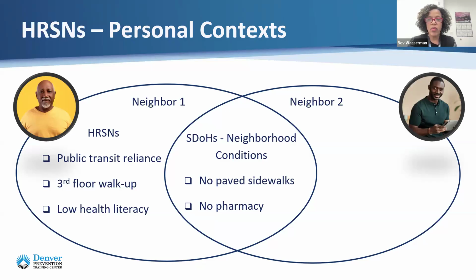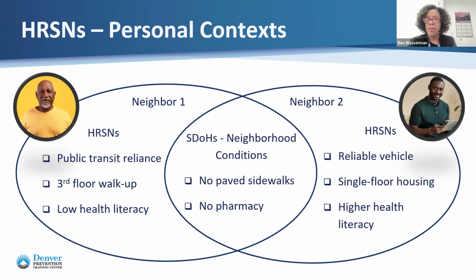In comparison, though neighbor two may be exposed to similar neighborhood conditions, they may not have the exact same HRSNs. They may have a more reliable vehicle that allows them to get to medical visits on time. They may live in a single floor housing unit or may have higher health literacy from more consistent engagement with medical care. Both neighbors, as you can see, are impacted by the same social determinants of health, but their individual health related social needs are different, and those require a unique approach to improve their health outcomes.